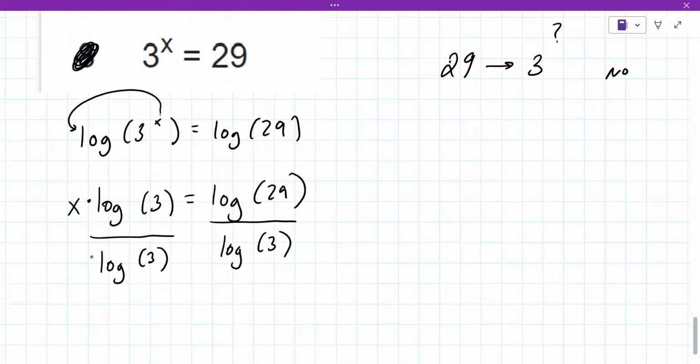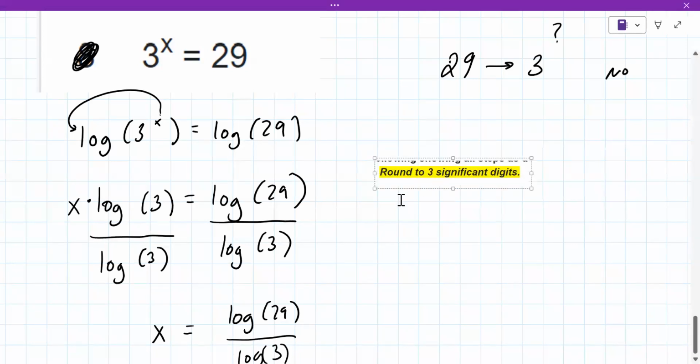So on the left, it's just x. On the right, it's log 29 over log 3. And now we go to the calculator, okay? I'm going to snip something in though, because it's very important that we get this down. The instructor is very clear about how they want the answer. They want 3 significant digits. That's not decimal places. That's like the first 3 numbers you see, maybe rounded, depending on the problem.